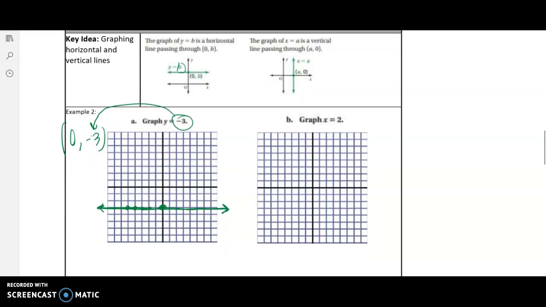When you are graphing something that looks like x equals, your first point is always going to be whatever x equals, so in this case 2, and then a 0. And no matter where I am on the line, I'm always going to be at +2 for my x. So this is going to be a vertical line that goes up and down.